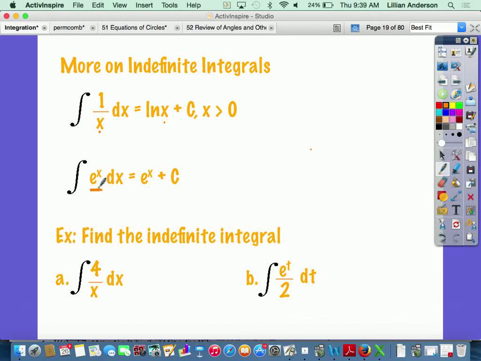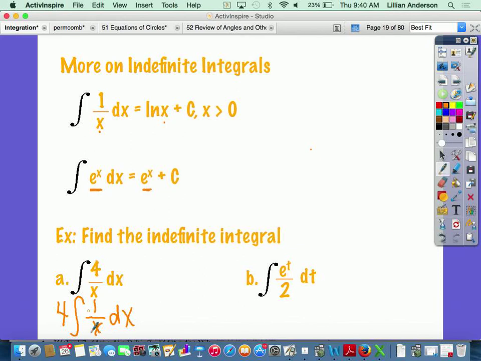And the integral of e to the x dx is our good old e to the x plus c. Do not forget, when it's an indefinite integral, with just the integral symbol, nothing else, you always got to remember to add your plus c. So looking down at these examples, it says find the indefinite integral. So the integral of 4 over x can be written as 4, integral symbol, 1 over x dx. That's applying your constant multiple rule. That's what allows you to pull that 4 out.